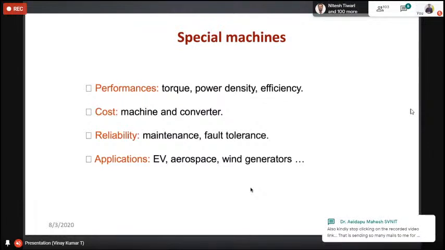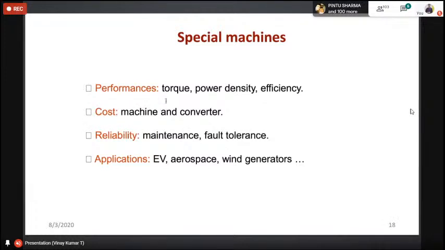The main drawback of special machines is cost. Second point, the machine cost compared to conventional machines. These machines are expensive. Why? Because they require converters also, a position sensor is also required, encoders, tacho generators are required.